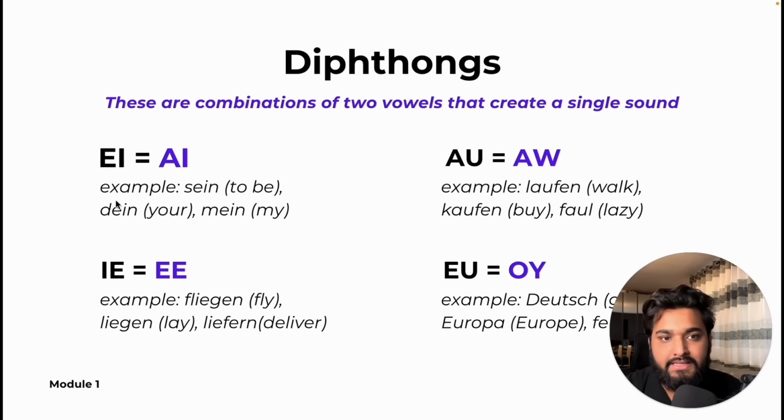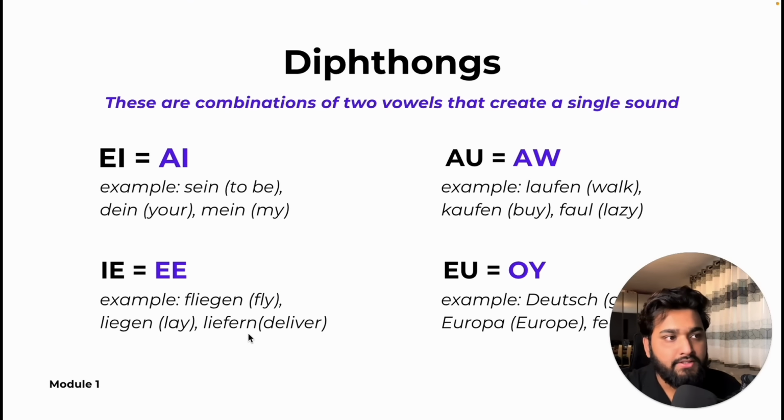For example, you don't say sein, you say sein, to be, dein, your, mein, my. You see, AI in combination, I: mein, sein, dein. The next one, the combination of E and I sounds like E. For example, fliegen, liegen, liefern.